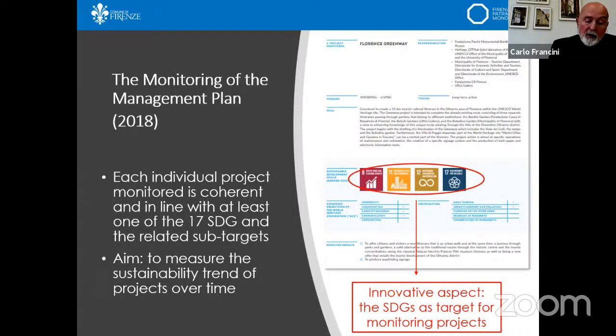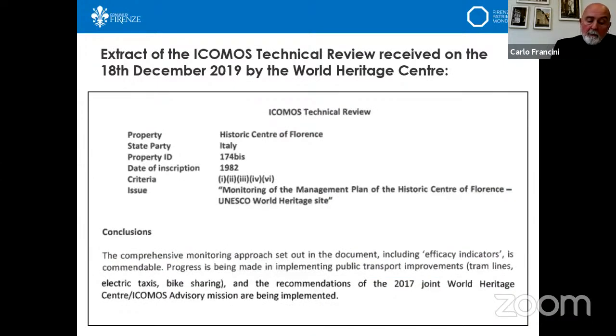The analysis of the trend of projects over time aims to highlight progress towards the Sustainable Development Goals. In this slide, you can see a project sheet illustrating the structure of the document and the Sustainable Development Goals of the 2030 Agenda used as targets. The monitoring was positively evaluated by ICOMOS International, which underlined as follows, quote, "The comprehensive monitoring approach set out in the document, including efficacy indicators, is commendable. Progress is being made in implementing public transport improvements, tramlines, electric taxis, bike sharing, and the recommendations of the 2017 Joint World Heritage Center ICOMOS Advisory Mission are being implemented."